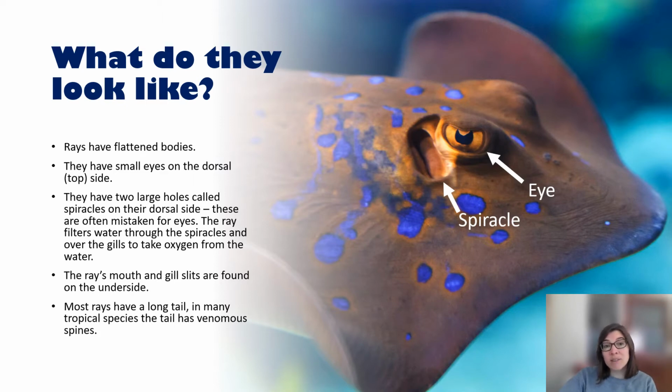These are often mistaken for eyes, but they're actually used by the ray to breathe, just like gills. Now they have gills as well, but these are on the underside of their body, like on their belly. So they take in oxygen through the water, through their spiracles and their gills. The ray's mouth is also found on the underside, and most rays have a very long tail. And in many tropical species, this tail can have a venomous barb or sting on it.